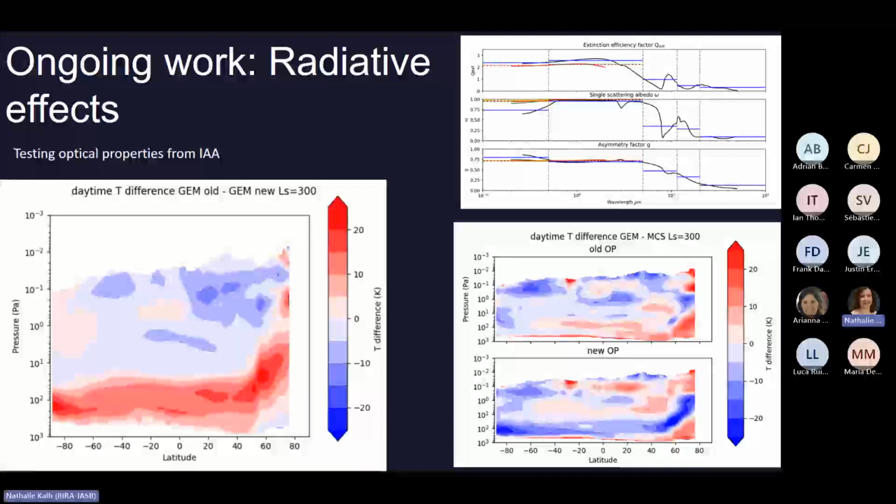So I plugged them in, and as we expected, this is for MCS, LS 300 daytime temperature difference, because I figured it's visible. I'll just do the temperature difference. So this is the temperature difference of our original optical properties with MCS, and this is with the new optical properties. So it's much colder, and this is the difference between the two optical properties. So the old properties of Mike Wolff are much warmer, as you would expect.